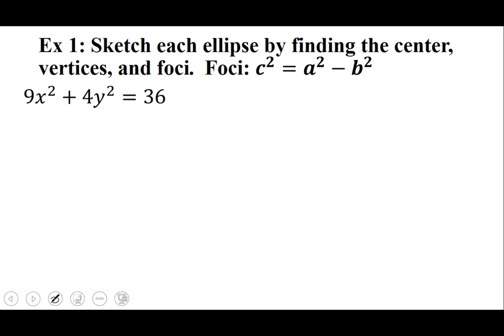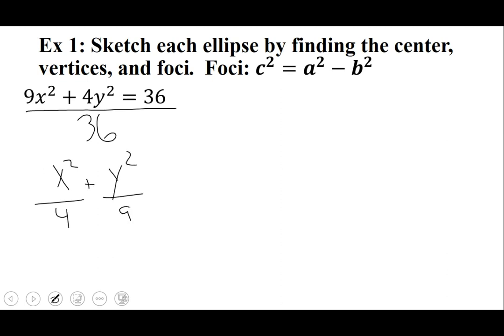The truth of the matter is, though, we cannot make any conclusions right now about this ellipse because it's not equal to 1. So our first order of business is to make this equal to 1, which means you have to divide both sides by 36. So 9x squared divided by 36 simplifies to x squared over 4 plus y squared over 9 equals 1. Again, you can't make any conclusions until you have gotten it equal to 1.